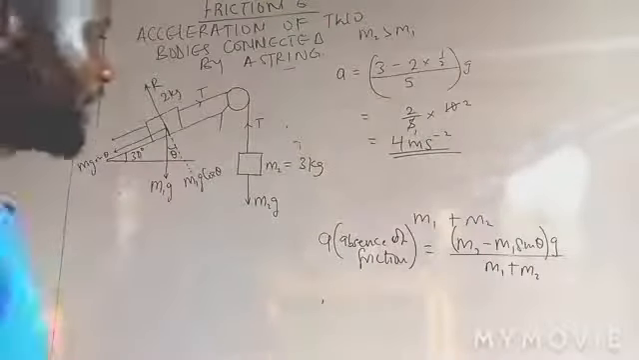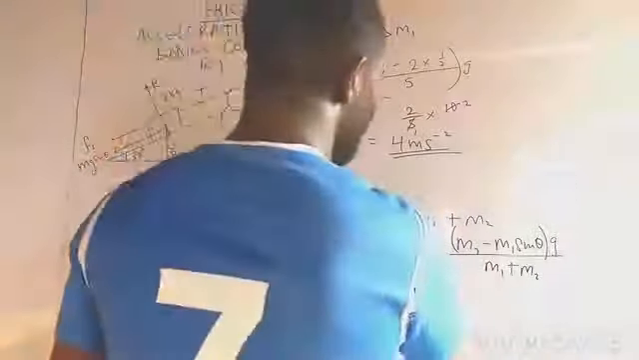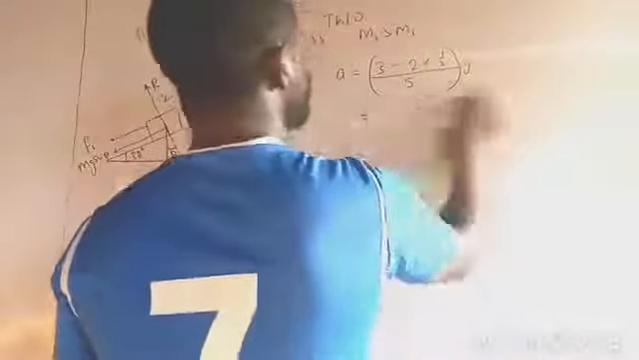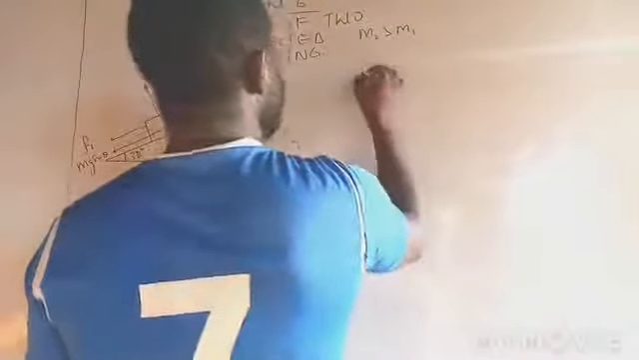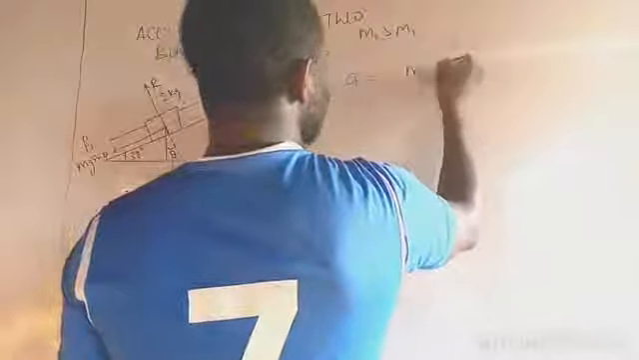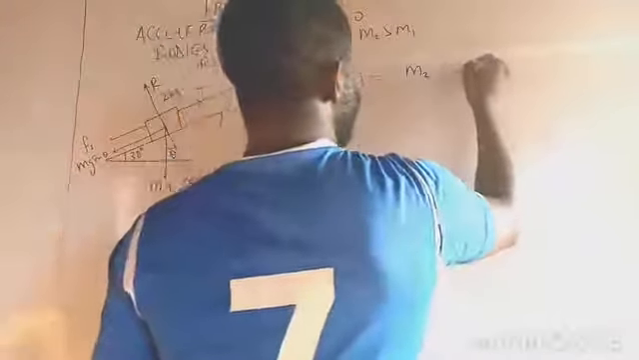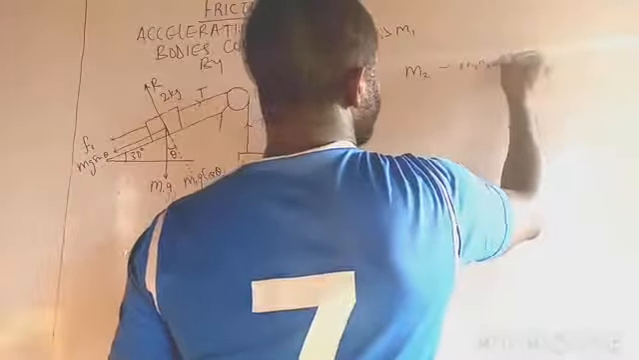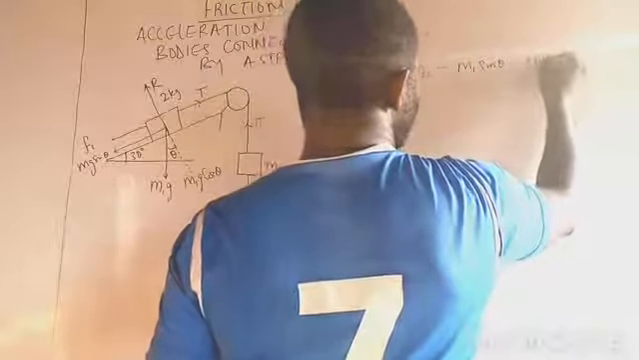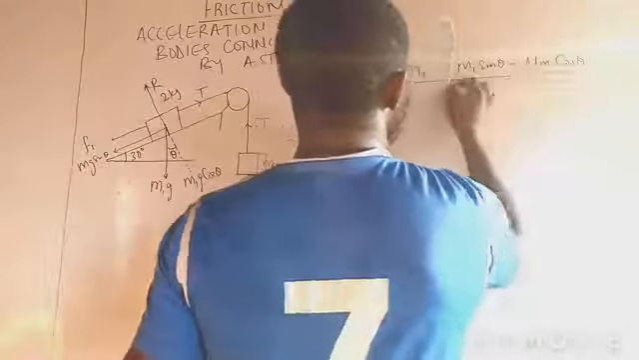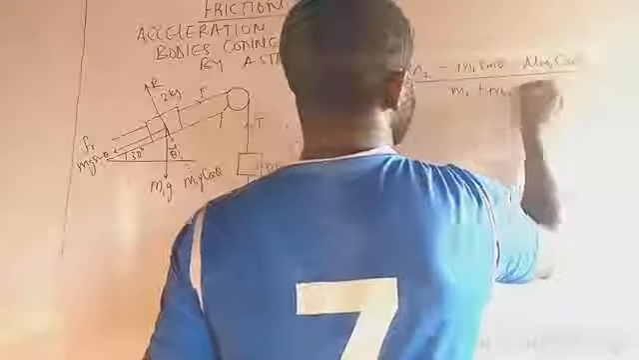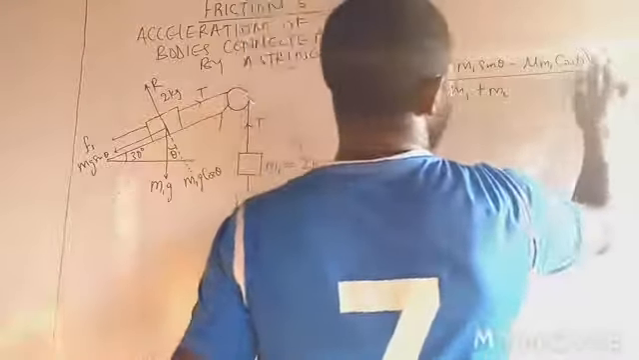Okay, let me recollect now. Let me recollect the formula for you. It is very, very easy to recollect. Always start from here. A is equal to M2 minus M1 sine theta minus mu M1 cos theta over M1 plus M2 all into bracket G.